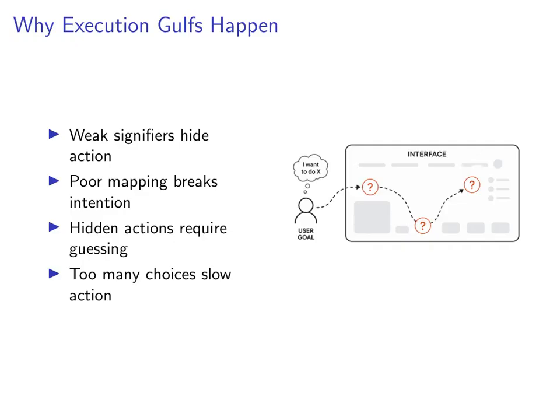Execution gulfs often feel like searching. A user wants captions in a video call but cannot find the control. A user wants to unsubscribe, but the link is hidden under Settings, Account, Billing, and another confirmation screen. A user wants to continue a process, but 3 buttons look equally important. The problem is that the interface does not clearly reveal the path from goal to action.